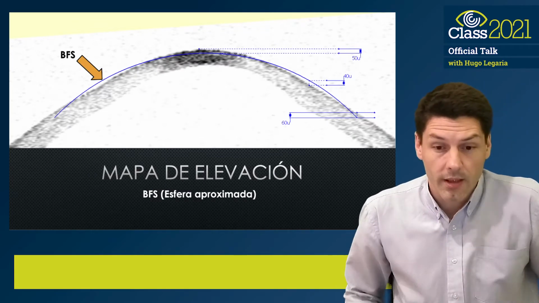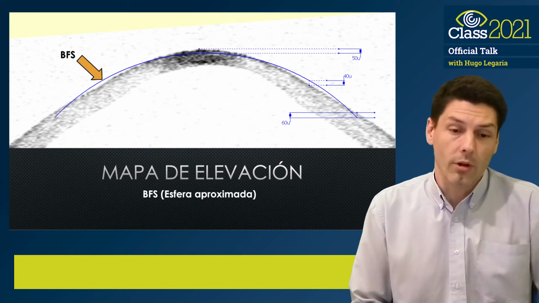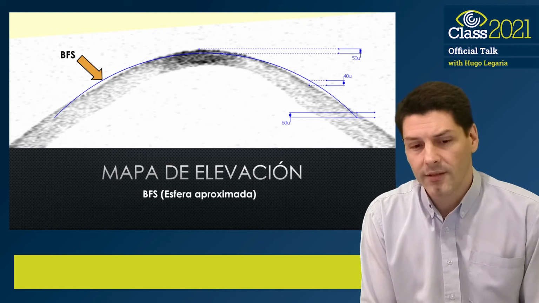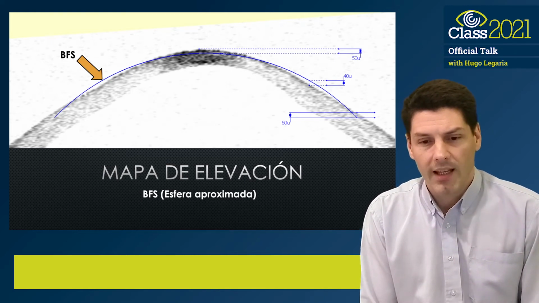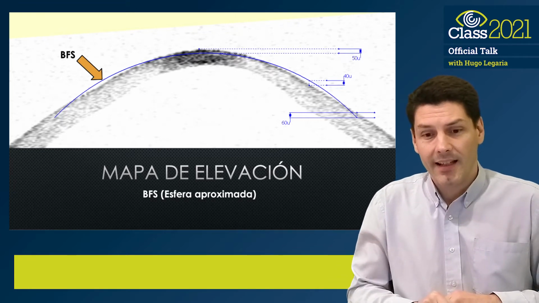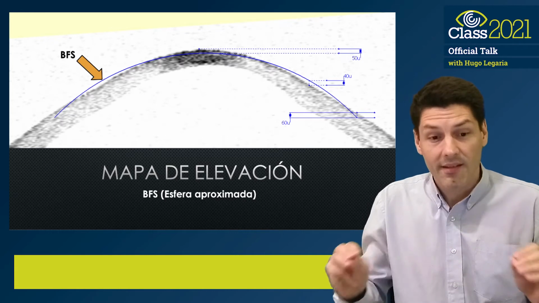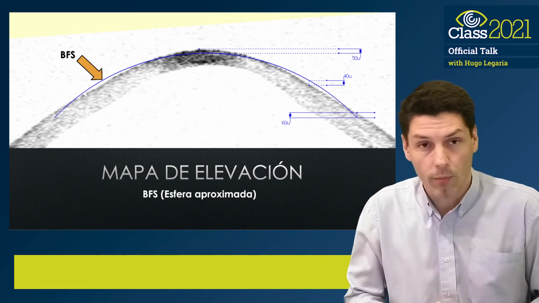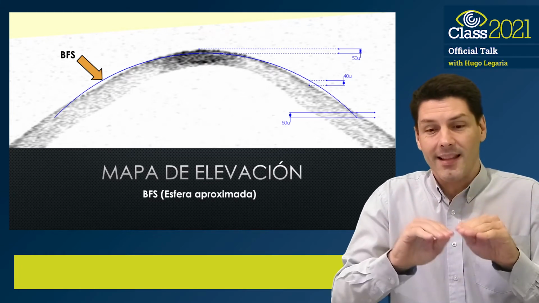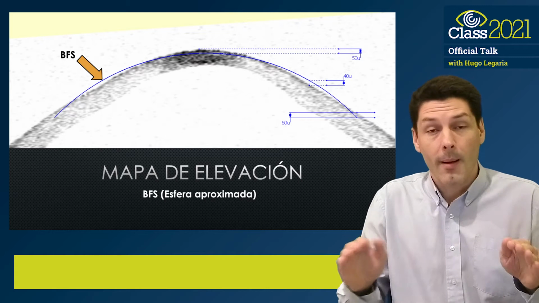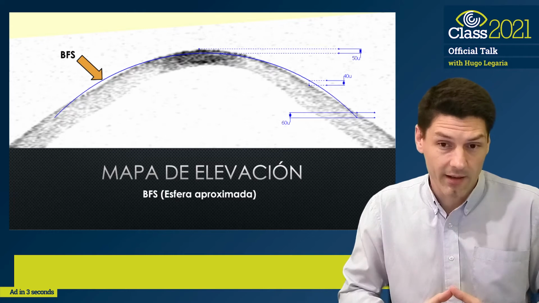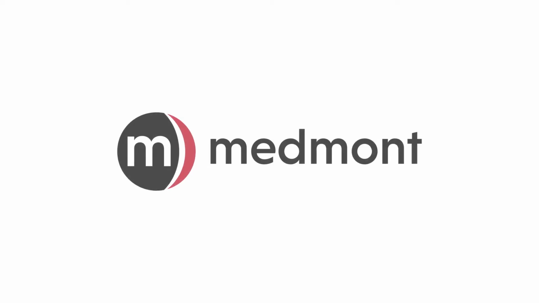The elevation map is, from my point of view, the one that gives us the most important information for calculating lenses. What it does is, based on the height of the cornea in each area, the software generates a surface that is called a sphere of best fit, or BFS for its acronym in English. That tries to represent in a sphere the most similar shape to the cornea, saving the distances that it can have precisely because it is an ectasia.